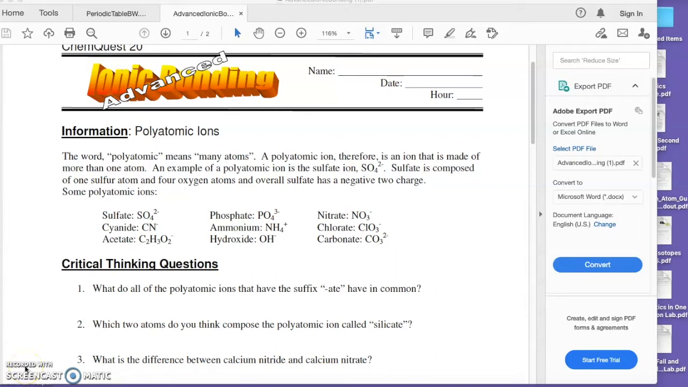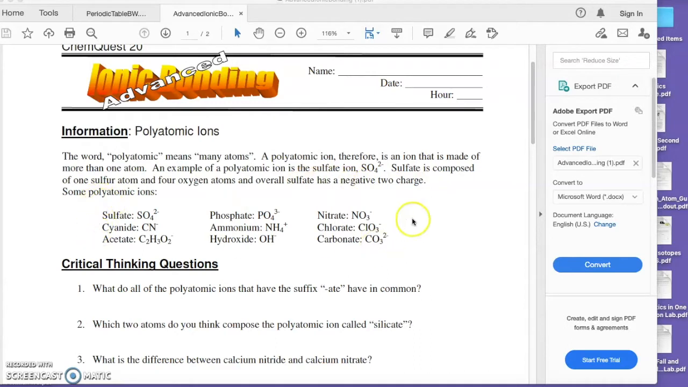All right, so now we're going to talk about ionic bonding. It's not simple ionic bonding, but it's called advanced ionic bonding quest. And we're going to deal with something called polyatomic ions. So polyatomic means many atoms. A polyatomic ion, therefore, is an ion that is made of more than one atom. An example of a polyatomic ion is sulfate, which is SO4 and has a charge of 2 negative. So sulfate is composed of 1 sulfur and 4 oxygen atoms, and the overall sulfate has a negative 2 charge.